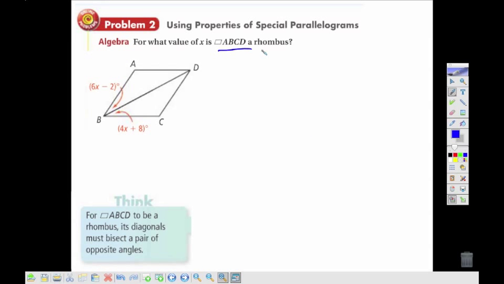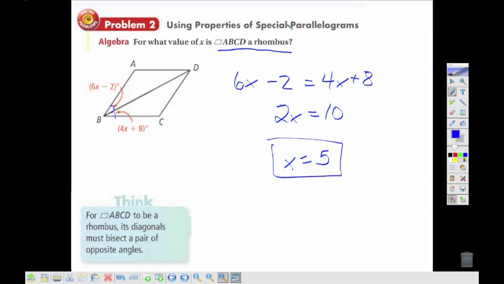Okay, the next one, if we want this to be a rhombus, we look at what we have here. We need all of these angles to be the same, so we simply set these two angles equal to each other. This gives us 2x equals 10 and x equals 5.